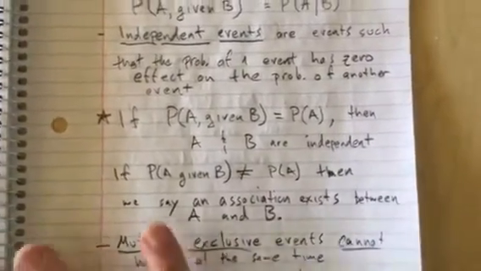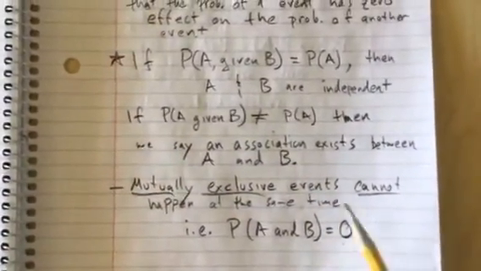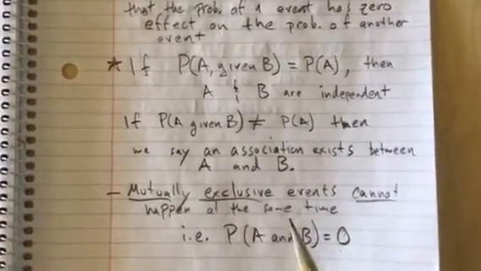Okay? Now, if two events are mutually exclusive, that means that they cannot happen at the same time.